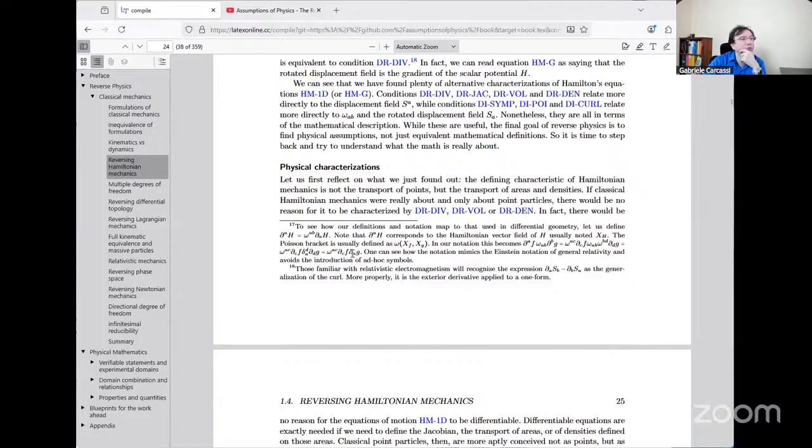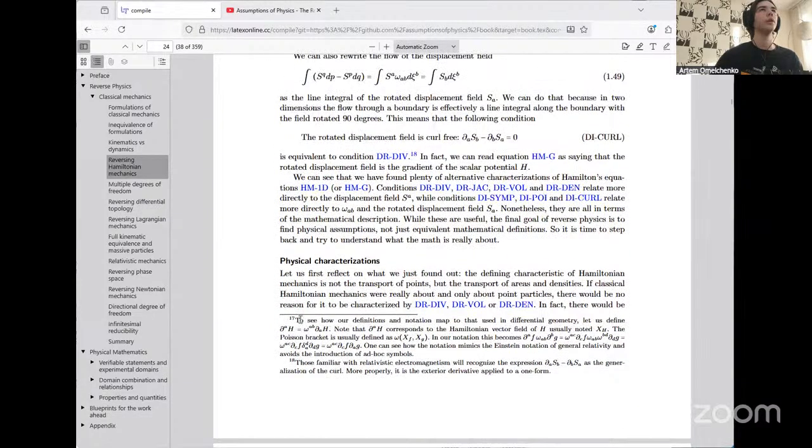If you would do that in the standard notation of what people typically use in symplectic geometry, you have to remember a bunch of different steps in between, and you have to remember more relationships. Instead, here you basically just have to remember one, and everything works much nicer. One can see how the notation mimics the Einstein notation of general relativity and avoids the introduction of ad hoc symbols.